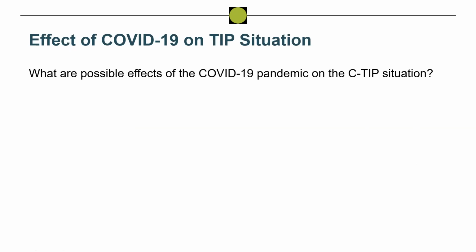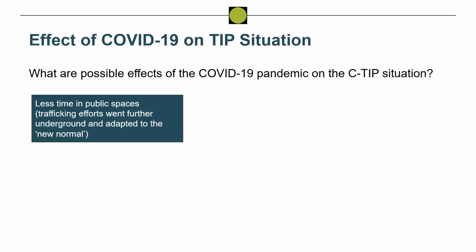For example, we just wanted to zero in on the possible effects of the COVID-19 pandemic on the counter-trafficking in persons situation. One is there was less time in public spaces because of the measures that I mentioned previously. And thus, the trafficking efforts went further underground and adapted, say, to the new norm.